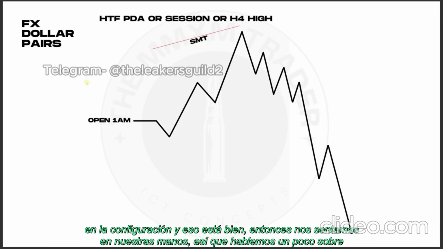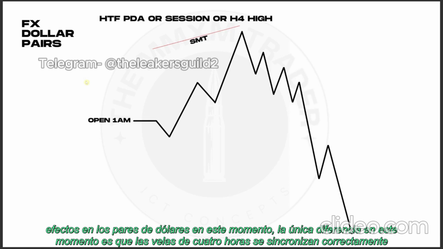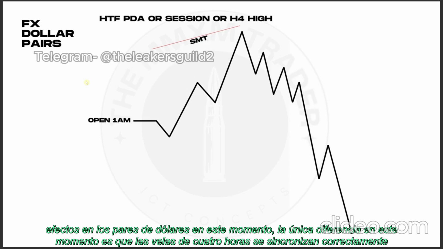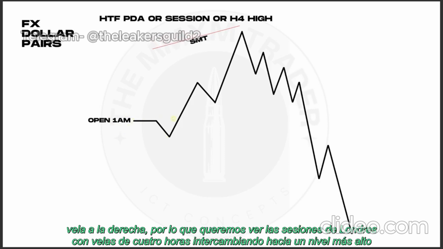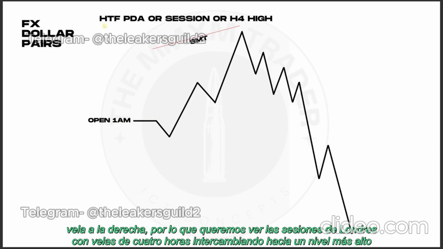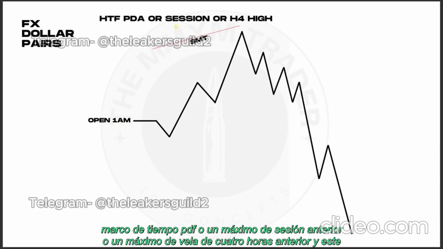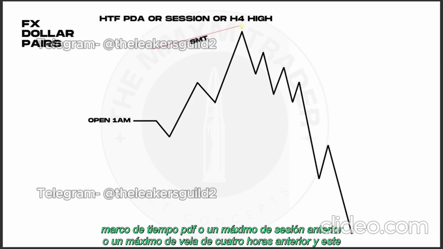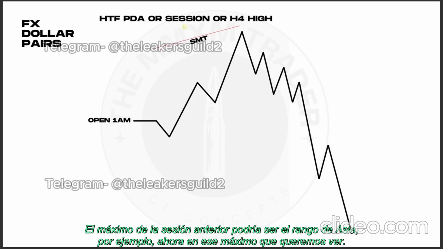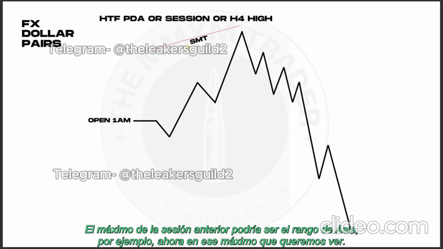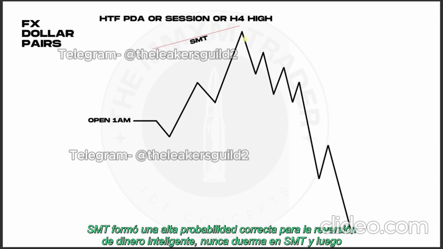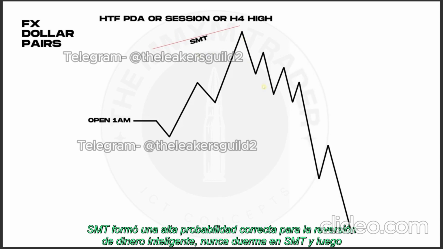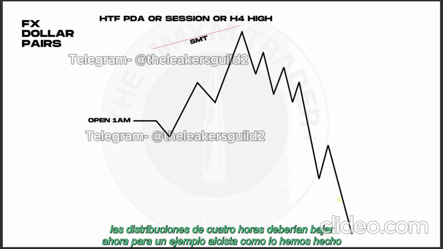So let's talk a little bit about FX dollar pairs right now. The only difference right now is the 4-hour candle's timing, right? So now we're going to be talking about the 1 a.m. candle. And this is London session's 4-hour candle, right? So we want to see London session's 4-hour candle trade up into either a higher time frame PD array or a previous session high or a previous 4-hour candle high. And this previous session high could be Asia range, for example. Now on that high, we want to see SMT formed, right? High probability for smart money reversal, never sleep on SMT, and then the 4-hour distribution should happen down lower.